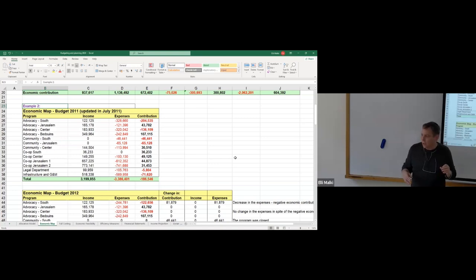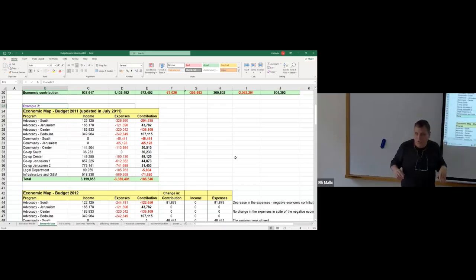Now, this is an economic map, but now it is presented in a transposed manner so that we will avoid fixation. So it's not imperative that programs will appear horizontally and income and expenses vertically. You can also transpose programs vertically and income and expenses horizontally. It doesn't matter. It's an issue of convenience. So here we see the programs on the vertical column.